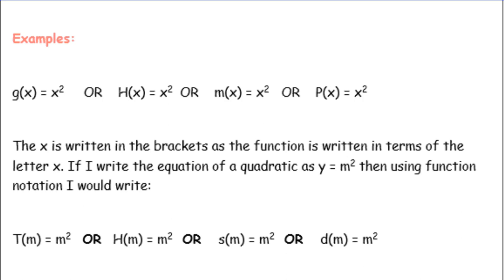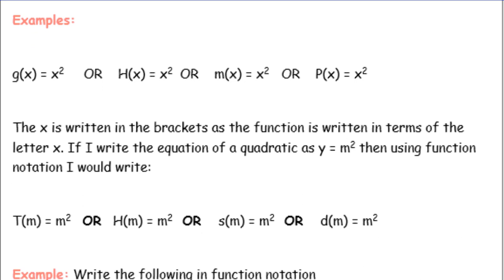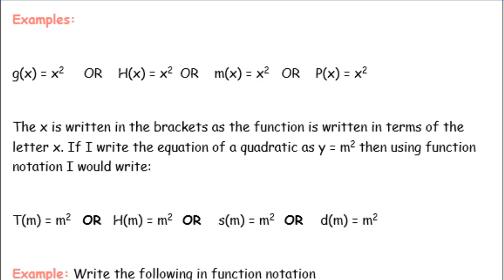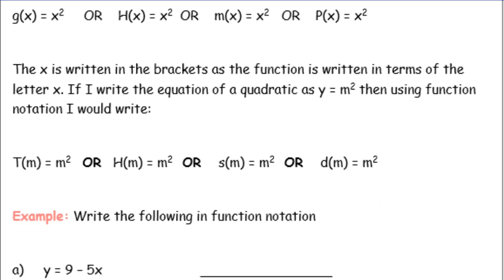So examples showing d, that could be any letter really that they use. g of x, they might use h of x for height, quite often height with respect to time, or height with respect to distance. m of x, like mass or something like that. p of x, could be perimeter, profit, loss. So yeah, you can use any kind of letters. You don't have to use x, quite often they might use time instead, or weeks or whatever instead of x. Depends what's on the graph. Yeah, this is also obvious. So the x is written in the brackets as the function is written in terms of the letter x.